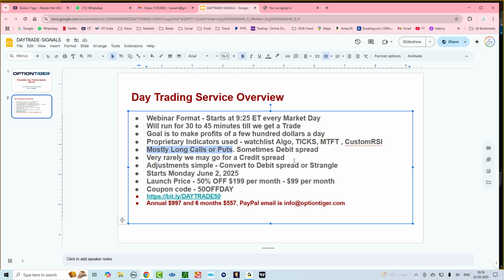The adjustments are simple. If we go in for a long call and it's not going in our favor, we'll convert it to a debit spread or a strangle. That's it. And if it's still going against us, then you just have to close the trade and move on.